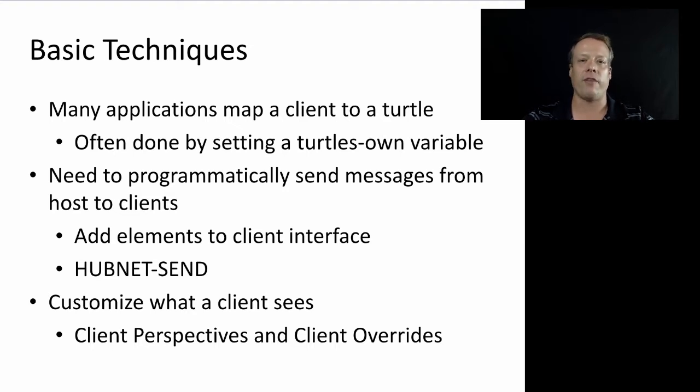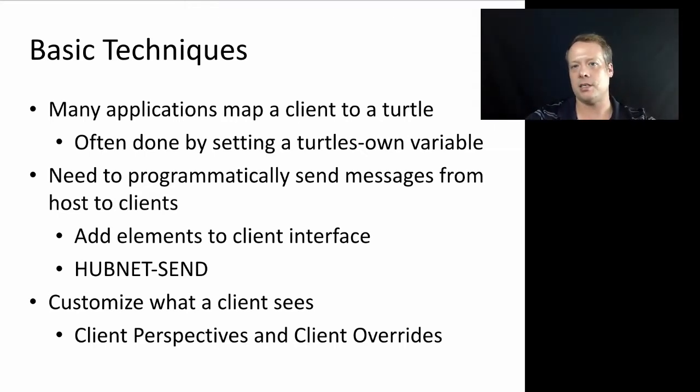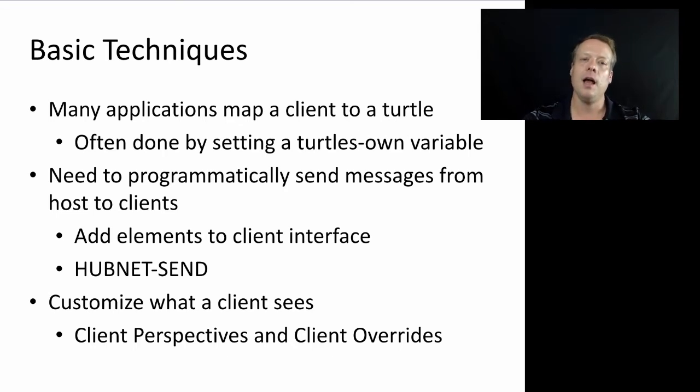You then need some programmatic way to send messages from the host to the client. So this is if you want to give feedback, like you're going the wrong direction, or different kinds of elements as to how well they're doing in the game, and so you can do HubNet send for that. You can also customize what a client sees, and this can be done either by forcing the client's view to follow a particular agent in the HubNet graphic, or by doing what's called a client override, which actually involves blocking out parts of the screen so that the client can only see those particular parts.